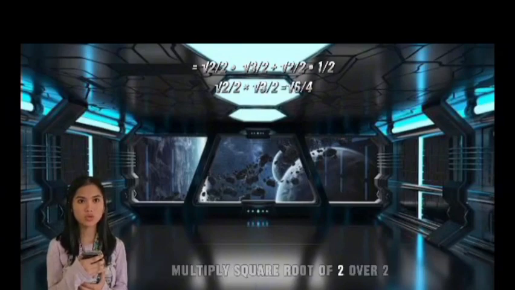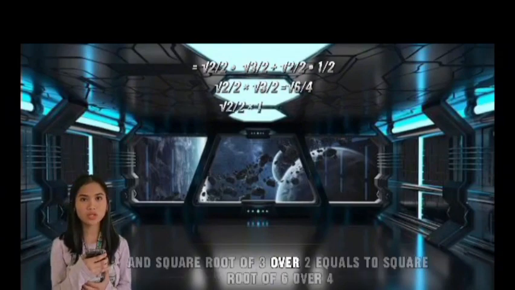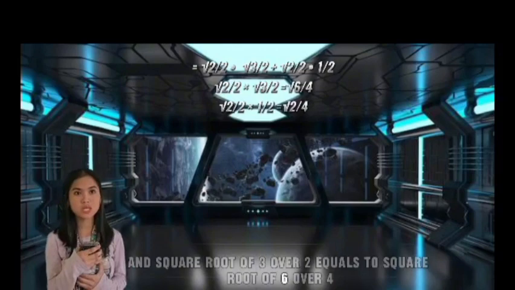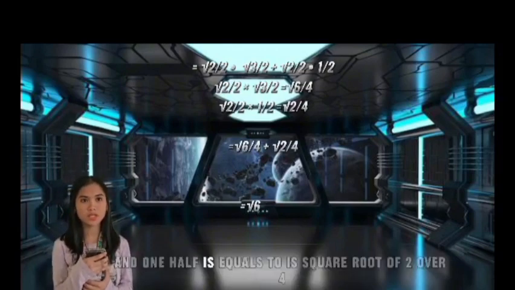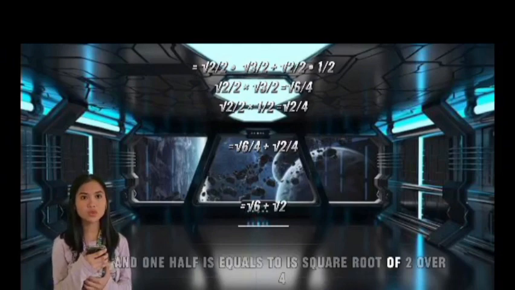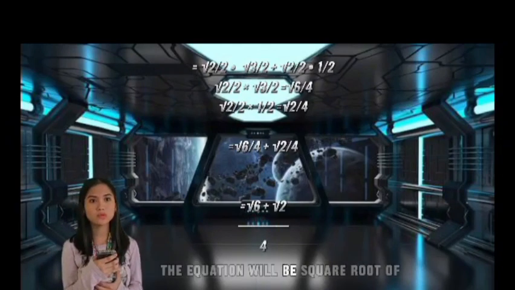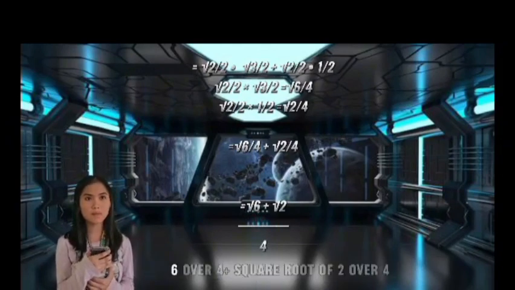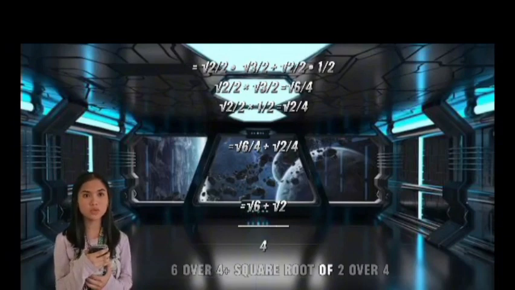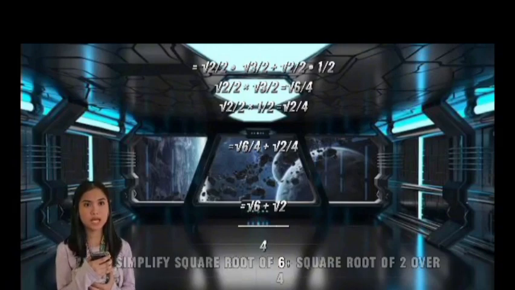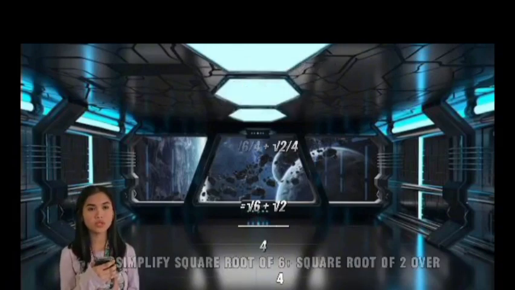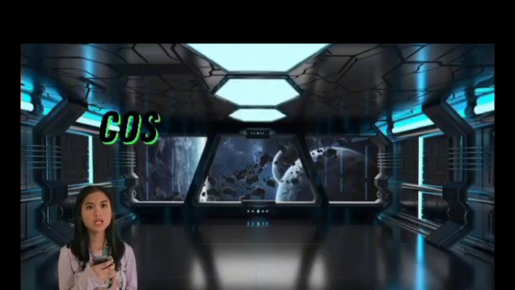Multiply square root of 2 over 2 and square root of 3 over 2, it is equal to square root of 6 over 4. Multiply square root of 2 over 2 and 1 half, it is equal to square root of 2 over 4. The equation will be square root of 6 over 4 plus square root of 2 over 4. Simplify: square root of 6 plus square root of 2 over 4. Cosine sum identity.